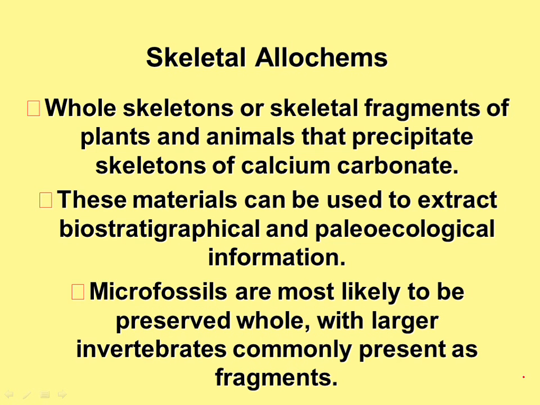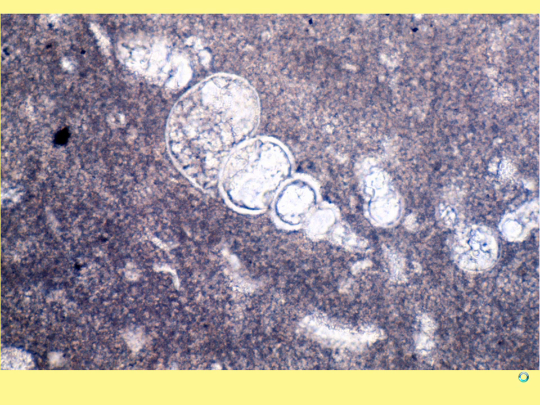Okay, so as I pointed out, microfossils are most likely to be preserved whole, where the larger invertebrates are typically present as fragments. And so here's an example. A lot of calcium carbonate is in this picture. This kind of monotonous purplish color, whatever it is, is micrite, essentially. So that's the orthochem present in this picture.